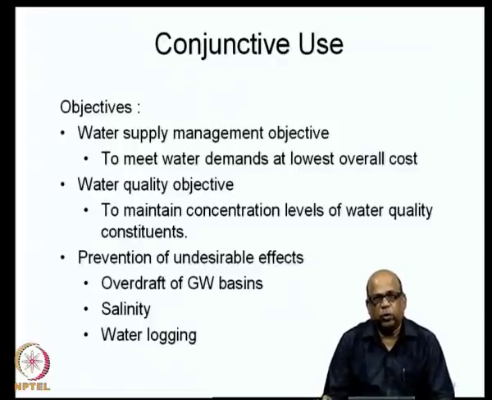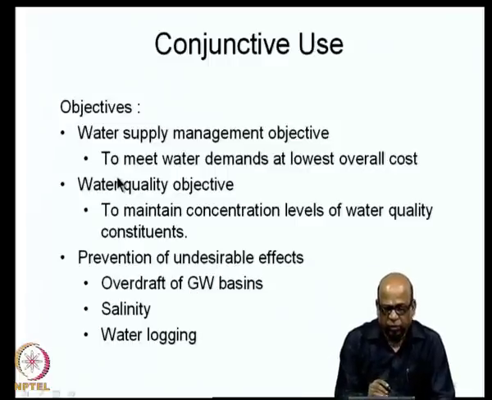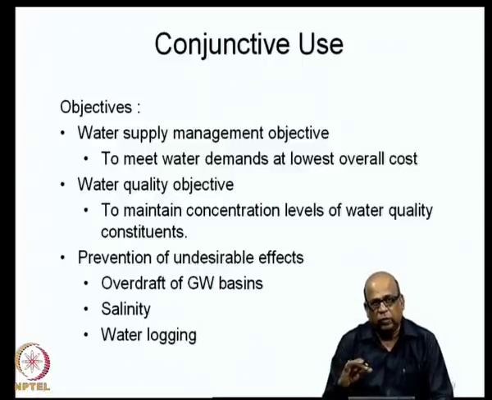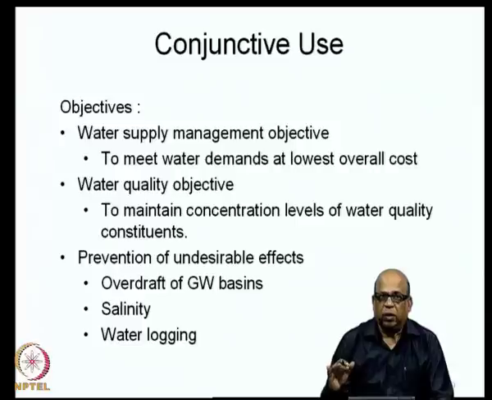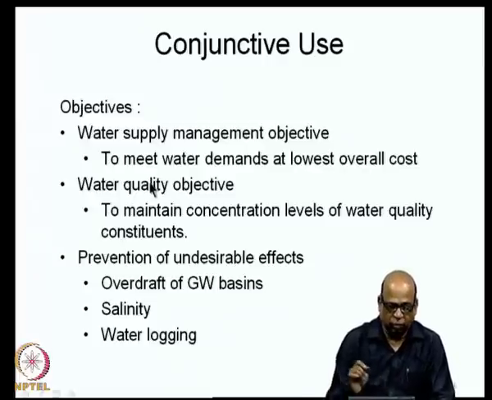Now, for the systems models, when we are looking at the conjunctive use of surface and groundwaters, we may have several objectives. For example, the first level of objective that we may want to formulate is to meet the water demands at lowest overall cost. So, you want to create a surface water infrastructure and a groundwater infrastructure to meet a certain demand pattern, and this infrastructure that you create, along with the operational cost, must be minimum, at the same time you should be able to meet the demands. That is the first level of objective.